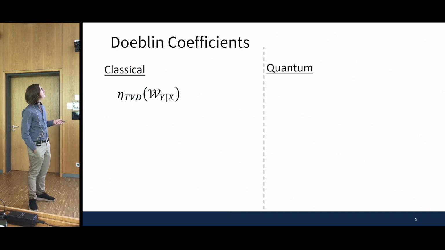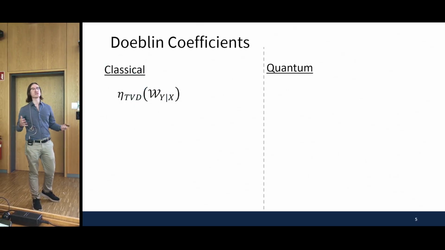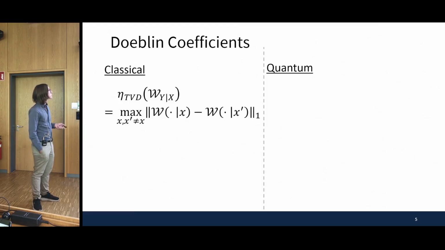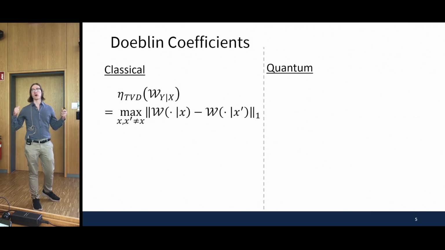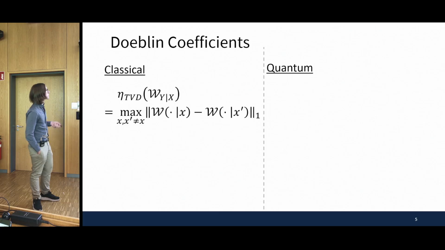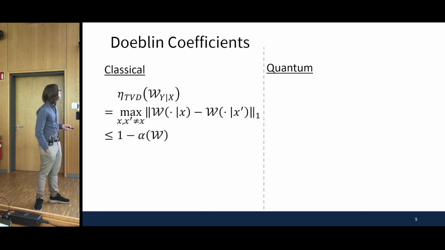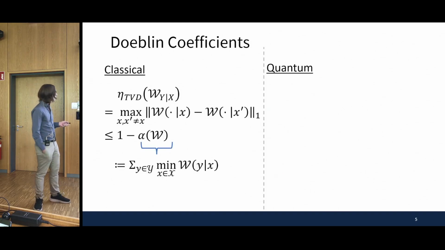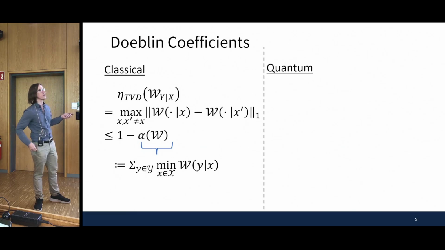We can think about starting with the classical case, because it's always easier to think about the classical case before we jump into the quantum. We can take the total variation distance contraction coefficient, which with a little bit of work you can show is just distinguishing how distinct outputs will look for distinct inputs and maximizing over those. That's actually easy to evaluate, but you can still upper bound it by the quantity 1 minus alpha, where alpha is the Doeblin coefficient. It has a very simple form where you look at all of the possible outputs and then you look at the least probable input according to the channel.